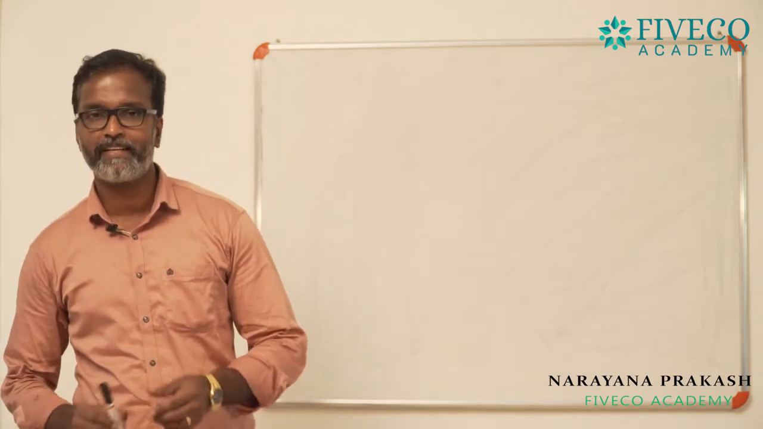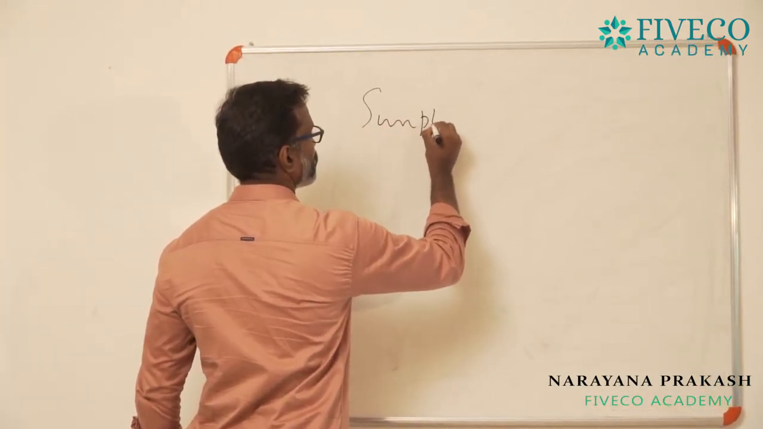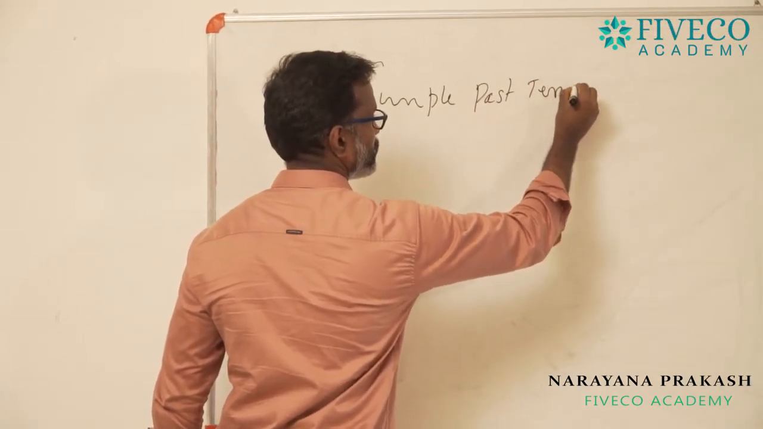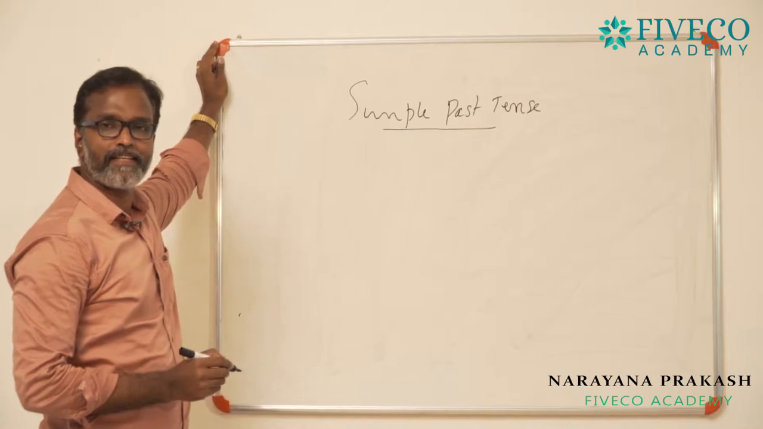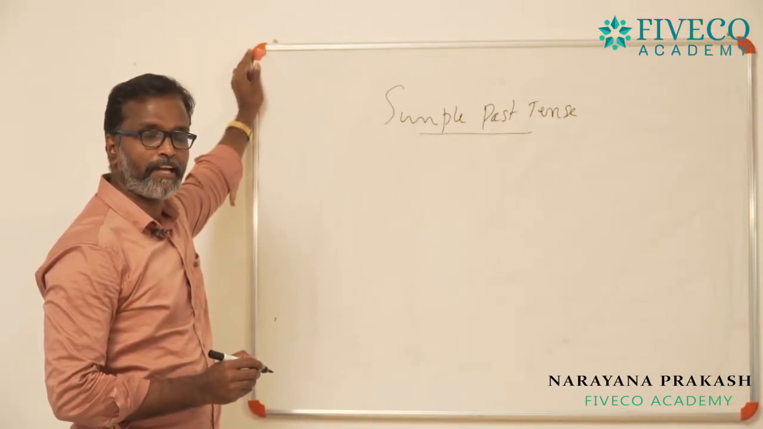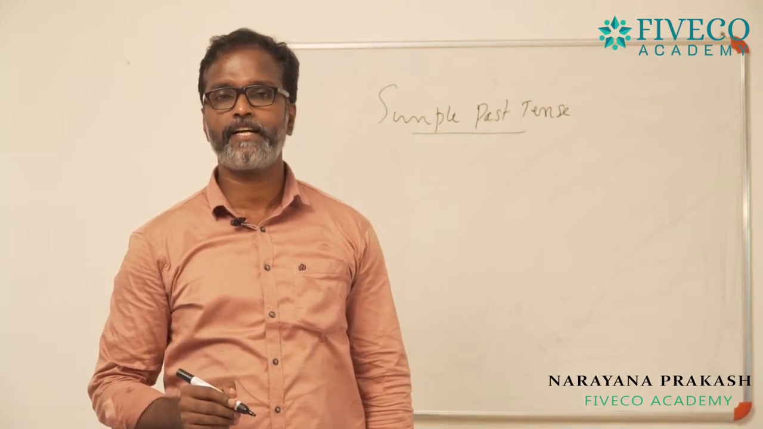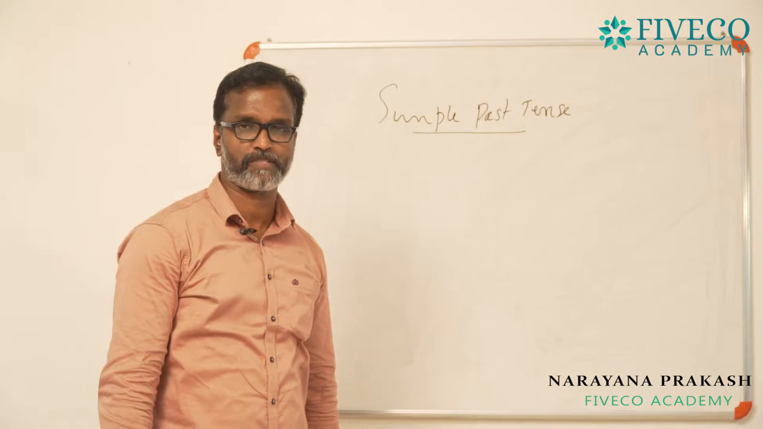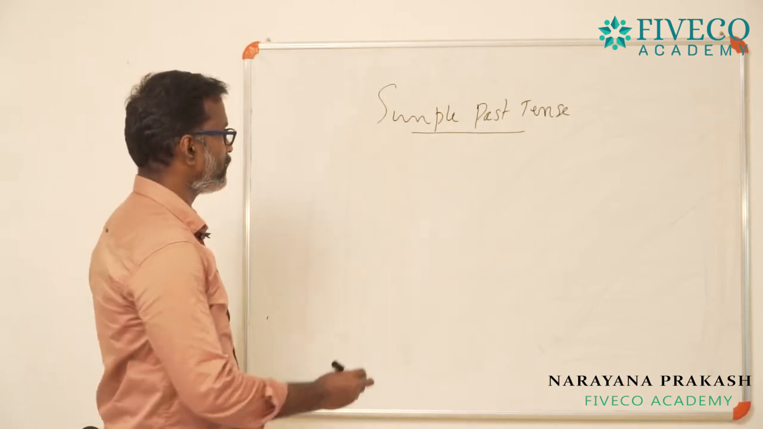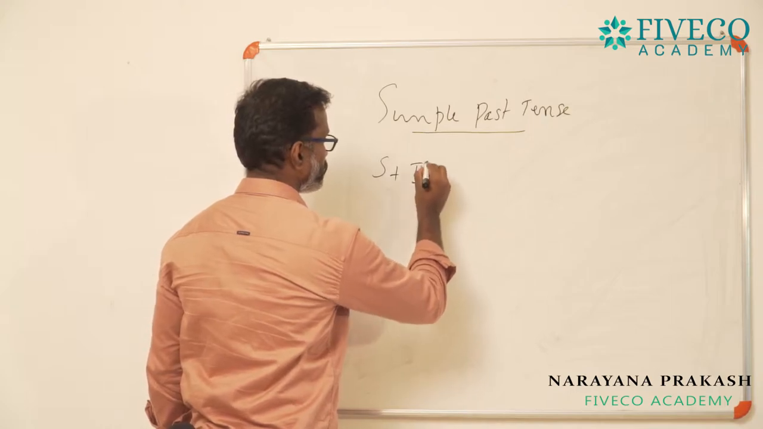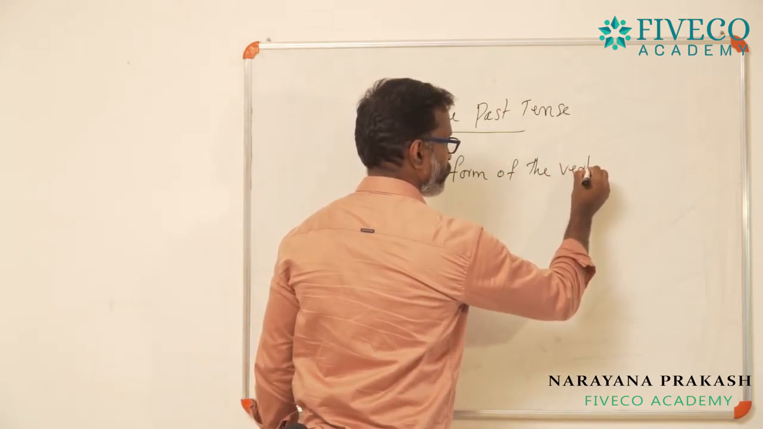Today, I like to take another topic, that is simple past tense. Simple past tense is the topic which we want to discuss today. And simple past tense is the first division of a past tense. You know very well that this past tense has four divisions: simple past tense, past continuous, past perfect and past perfect continuous. And it has a formula, that is subject plus second form of the verb. That is the formula of a simple past tense.